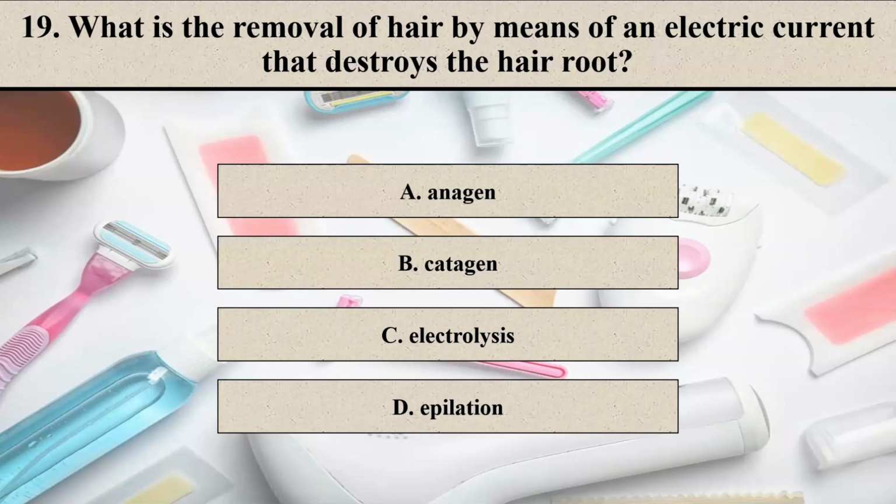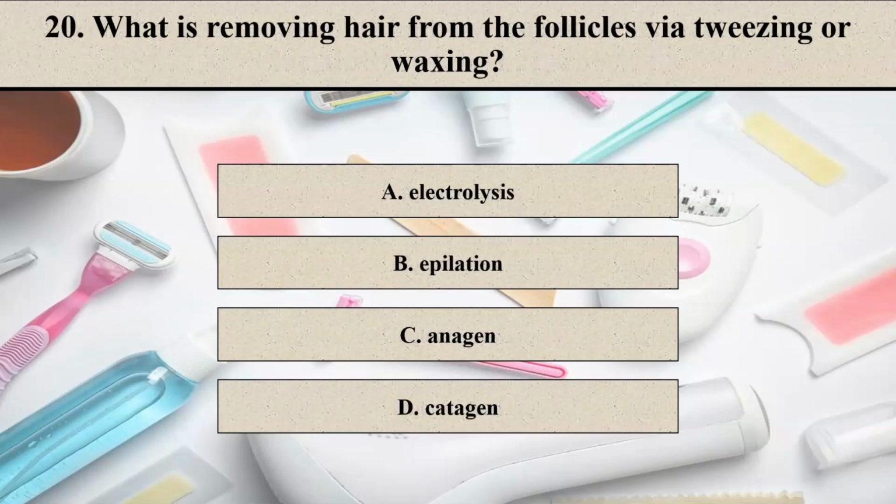What is the removal of hair by means of an electric current that destroys the hair root? Is it anagen, catagen, electrolysis, epilation? If you chose C, electrolysis, you are correct.